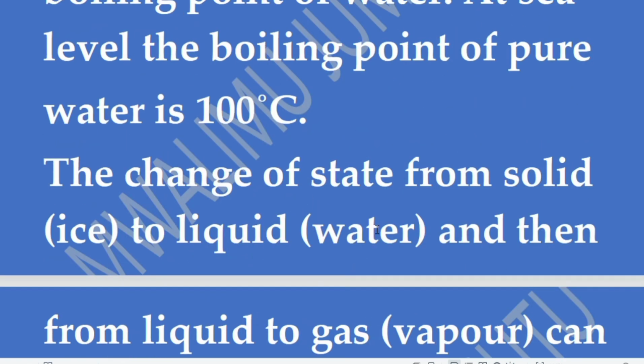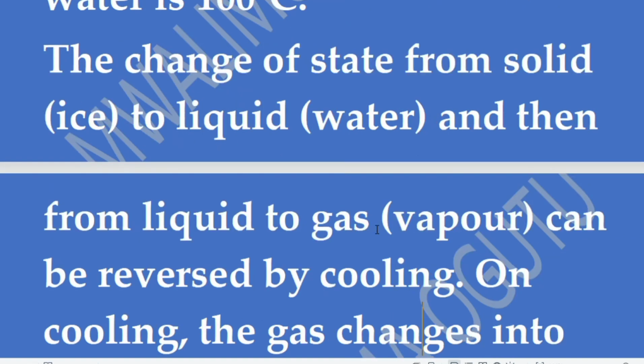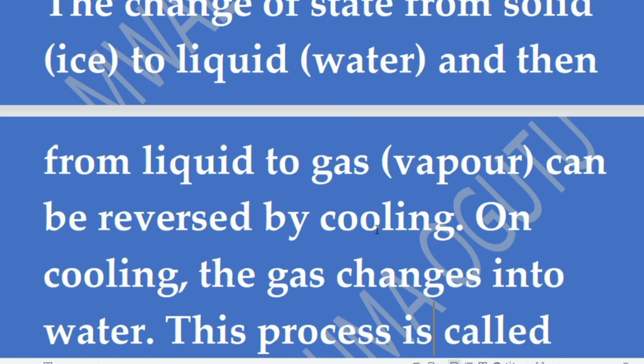So the change of state from solid, that is ice, to liquid, that is water, and then from liquid to gas, vapor, can be reversed by cooling. Remember now, initially we had ice, so ice has changed to water, then water is finally changing to vapor. Remember, in this case, we are increasing the temperatures.